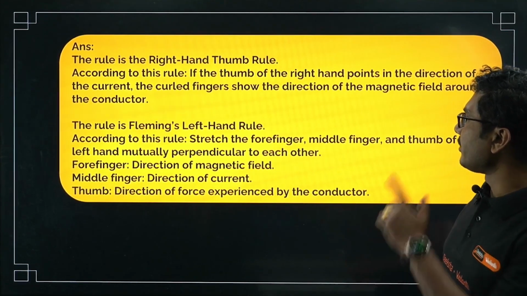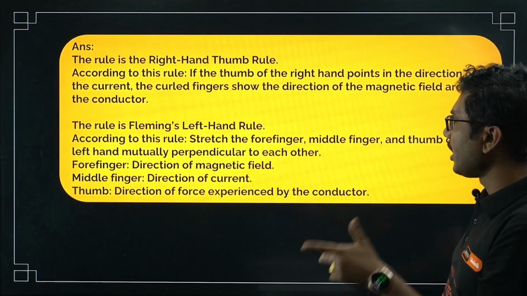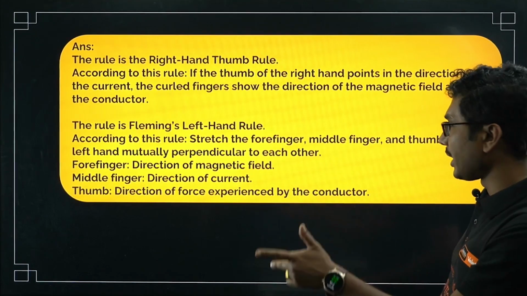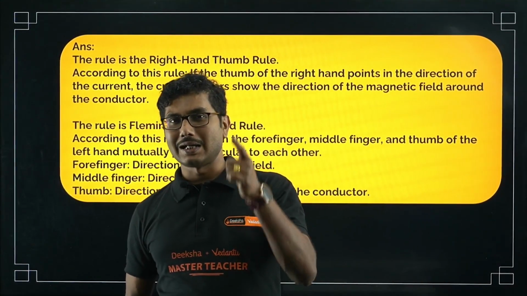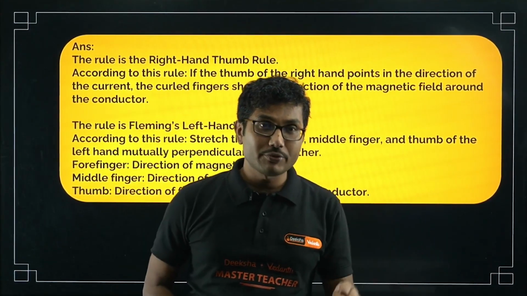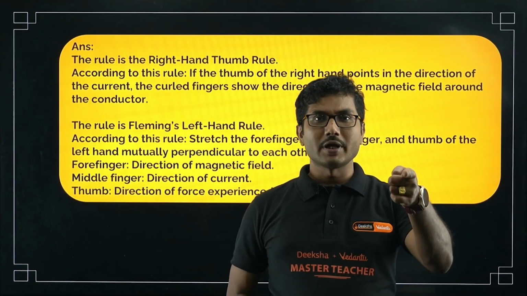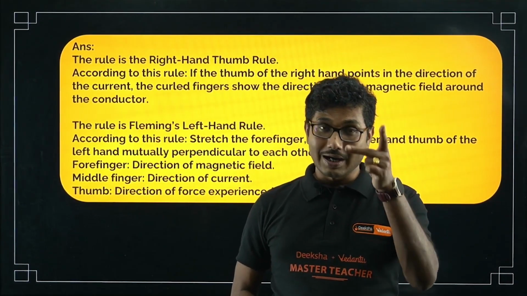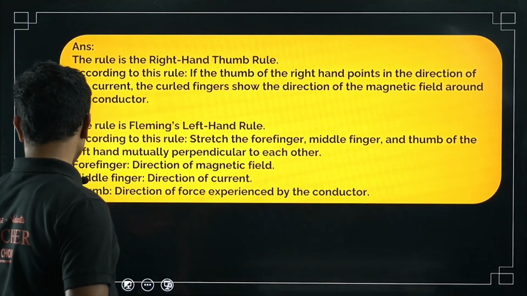According to this rule, stretch the forefinger, middle finger and thumb of the left hand mutually perpendicular to each other. Forefinger points in the direction of the magnetic field, middle finger points in the direction of current, then the thumb represents the direction of force. So if you place a current carrying conductor in a magnetic field, it will experience a force. What is the direction of the force? That direction is given by Fleming's left hand rule. Your forefinger will point the magnetic field, your middle finger the current, and your thumb the direction of force.